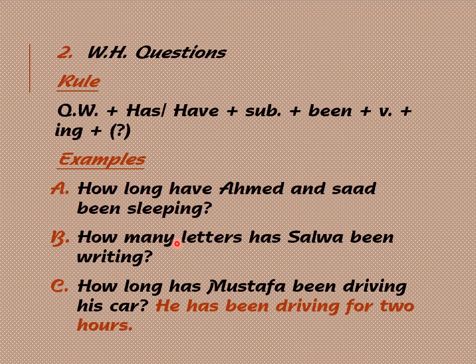If we look back at the 3 examples, all of them begin with the question words how long, how many, and how long. Then have here, because we have the plural subject, Ahmed and Saad. Then been, the verb sleep, and the ing. The second example, how many letters, the question word, followed by has, because Selwa is singular. Then been, the verb write, adding ing to it.